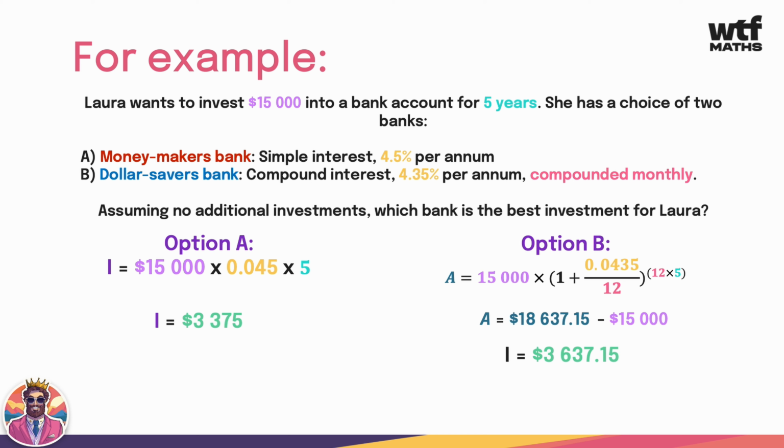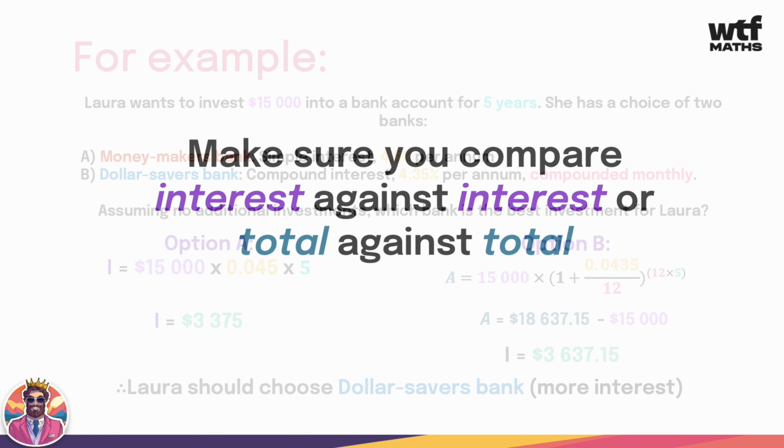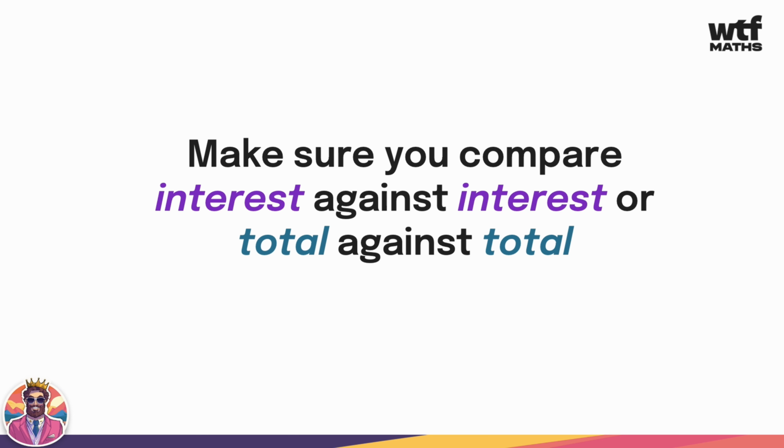By taking off that principal, we get to see the actual interest earned. Now in this situation, Laura is investing money. She wants the most money possible. So we want to choose the biggest number of the two. So Laura should choose the Dollar Savers Bank because it gives her more interest. Just like in the last example, please make sure you compare interest against interest or total against total. If you compare interest on one account against the total of another, you're not going to get an accurate comparison.